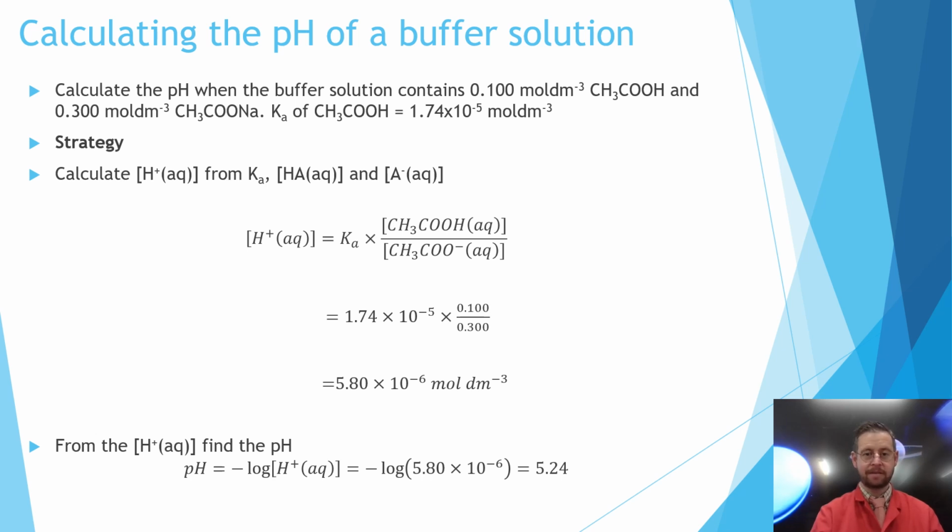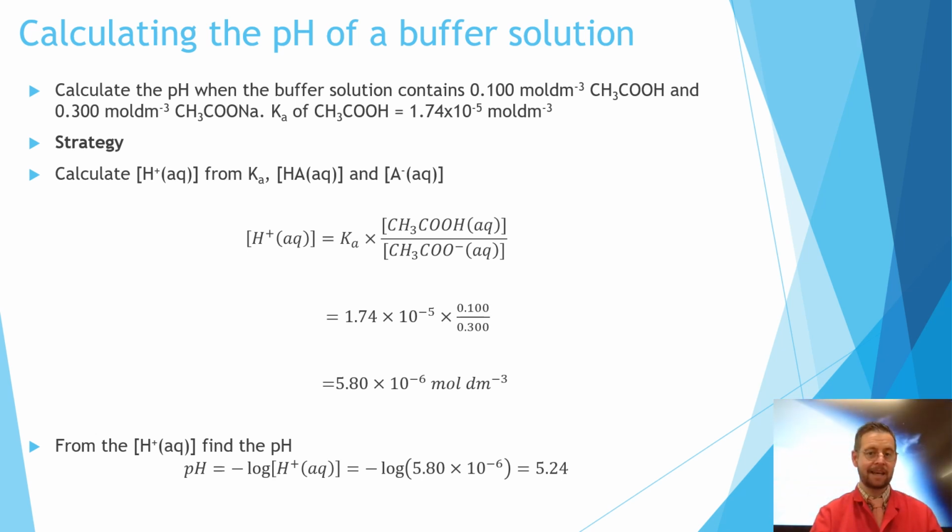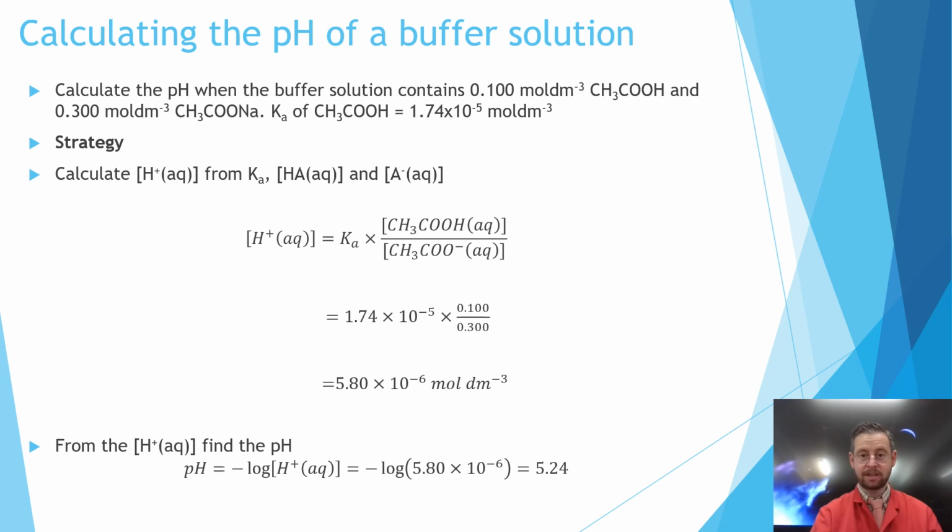So going to the formula that we had before, the H plus ion concentration is equal to the acid dissociation constant Ka multiplied by the original concentration of the acid divided by the A minus concentration. Here, we have some of those numbers. The CH3COOH concentration is 0.1, and the CH3COO minus concentration is 0.3. So we simply substitute these values into this formula, and it comes out that the concentration of H plus ions is 5.8 times 10 to the minus 6.